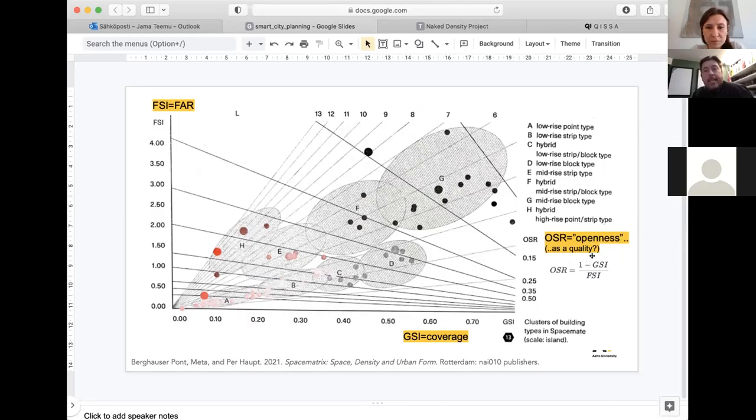So it is a kind of, according to them, a measure of quality for people. There's a formula for it. And here you can see that some of the buildings are in that part of the graph and some in the lower part. For example, E, mid-rise strip type buildings, they are here. And high-rise point strip type building H, they are here, meaning that for example, Corbusier's Le Voisin, how do you pronounce it?